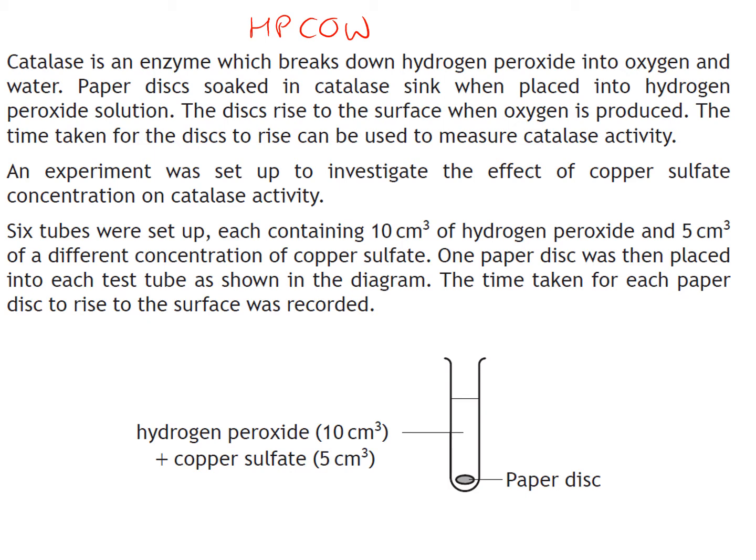Okay, the aim of the experiment was set up to investigate the effect of copper sulfate on catalase activity. And then you've got a setup with 10 centimeters cubed of hydrogen peroxide and 5 centimeters cubed of the copper sulfate. And then they put a paper disc at the top, and it sinks down, and they time how long for it to come back up.